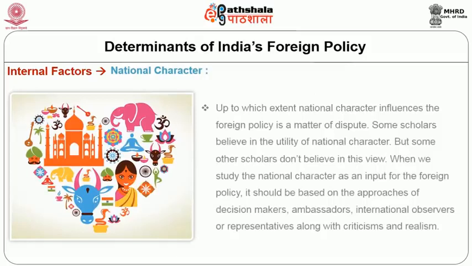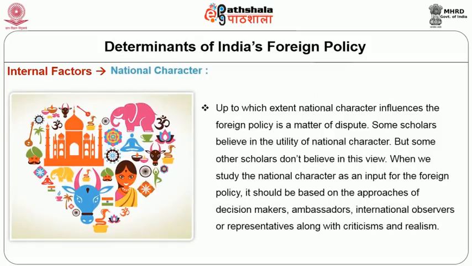National character. To what extent national character influences the foreign policy is a matter of dispute. Some scholars believe in the utility of national character, but some other scholars don't believe in this view. In fact, when we study national character as an input for foreign policy, it should be based on the approaches of decision makers, ambassadors, international observers, or representatives, along with criticism and realism.